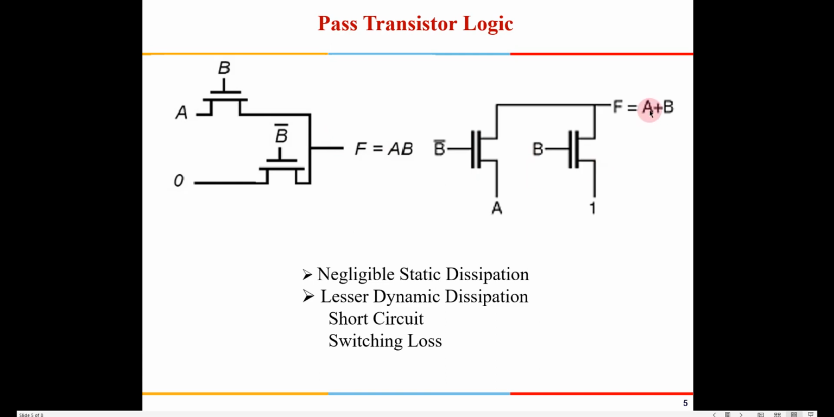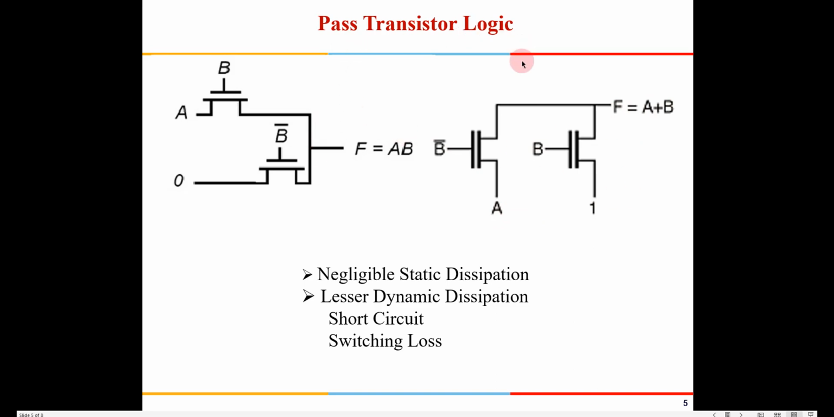Similarly, if I have to design F is equal to A or B: if B is equal to 0, F is equal to A, so I put B bar here and A here. When B is equal to 1, F becomes 1, so I put 1 here, right? So this is how A or B can be realized.